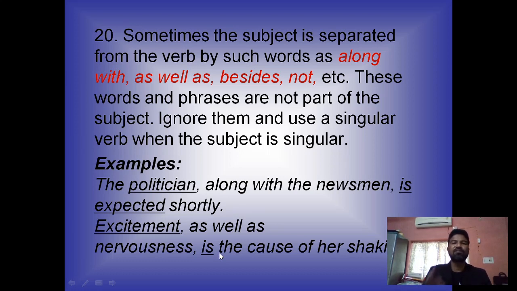Along with, as well as, besides, not, ఇలాంటి పదాలు మనం సెంటెన్స్‌లో వాడేటప్పుడు ఈ పదాలకు ముందు వచ్చేటటువంటి సబ్జెక్ట్‌ని బట్టి మనకి వెర్బ్ డిసైడ్ అవుతుంది. వీటి తర్వాత వచ్చే సబ్జెక్ట్‌ని బట్టి మనకి వెర్బ్ డిసైడ్ అవ్వదు. కనుక వీటి తర్వాత ఏం వస్తుంది అనేది we don't care about it. We are not bothered about what comes after these words. We only take into consideration what comes before them. If a plural subject comes before them, we use a plural verb. If a singular subject comes before them, we use a singular verb. It's as simple as that.